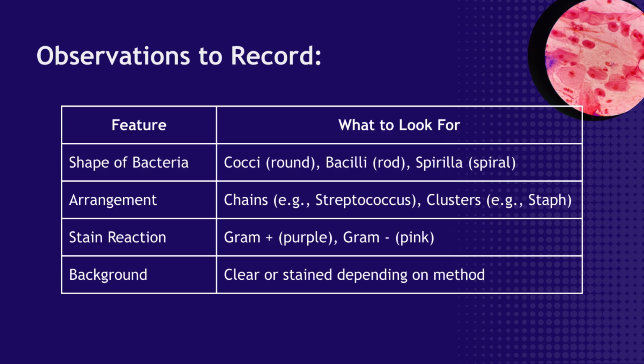Observations to record: feature, what to look for. Shape of bacteria: cocci, round; bacilli, rod; spirilla, spiral. Arrangement: chains, e.g. Streptococcus; clusters, e.g. Staph. Stain reaction: gram plus, purple; gram minus, pink. Background: clear or stained depending on method.